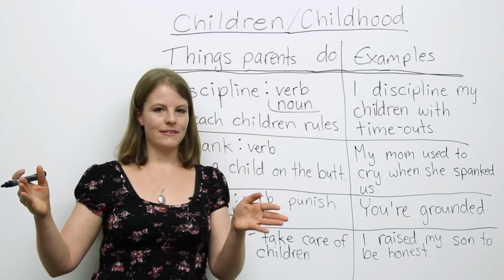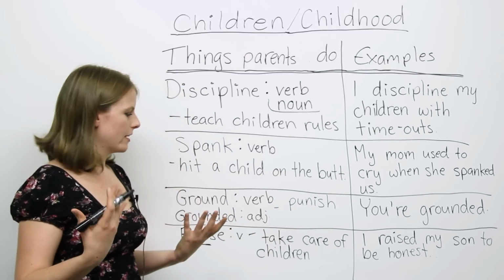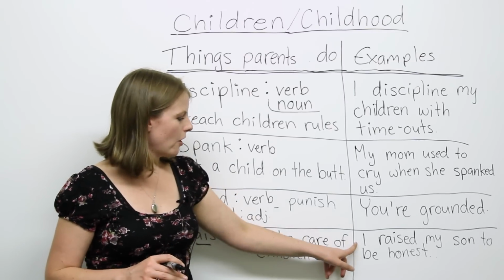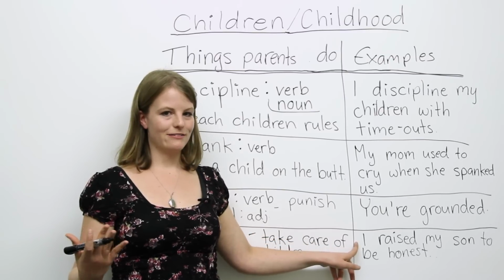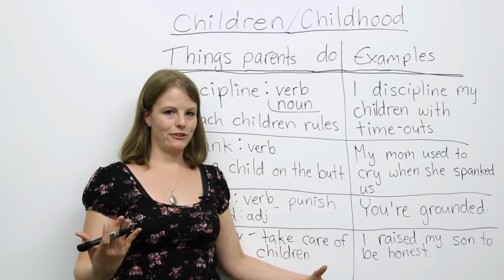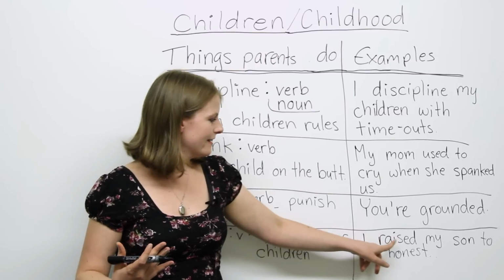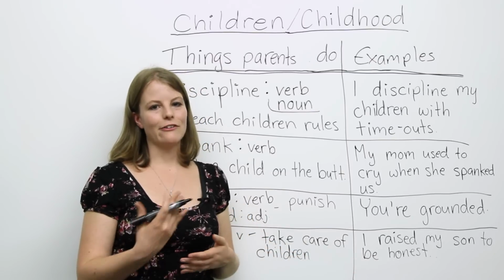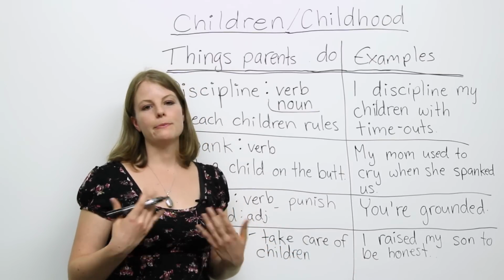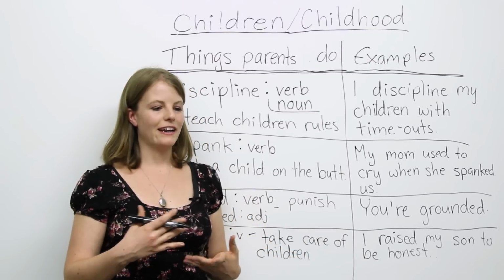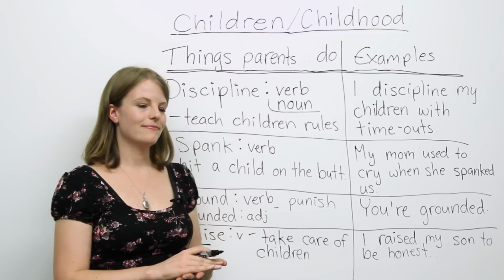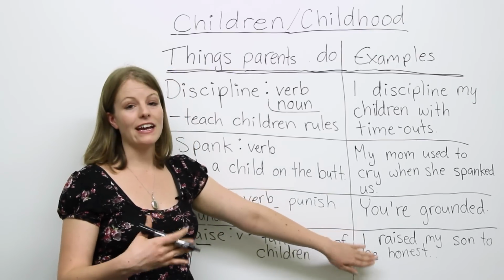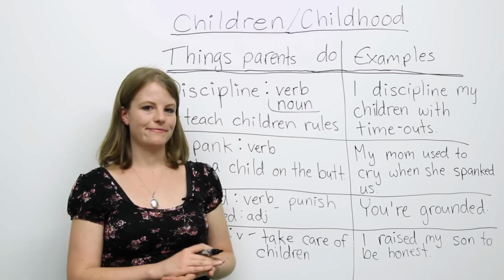That period of time, it's when the parents or guardians take care of the children. So oftentimes when parents talk, they like their children to be a certain way. So they say, I raised my son to be honest. I raised my daughter to respect others. I raised my children to be hardworking. So you often hear parents say these sentences, especially as their children get older.